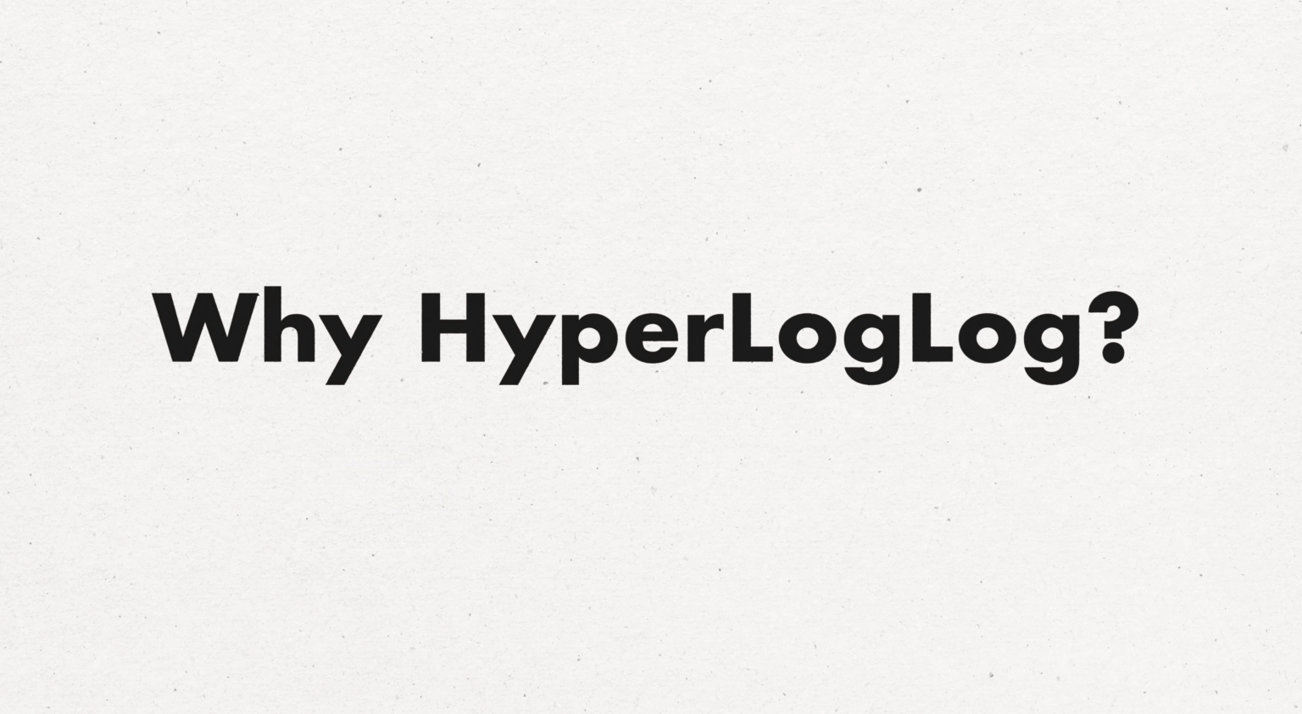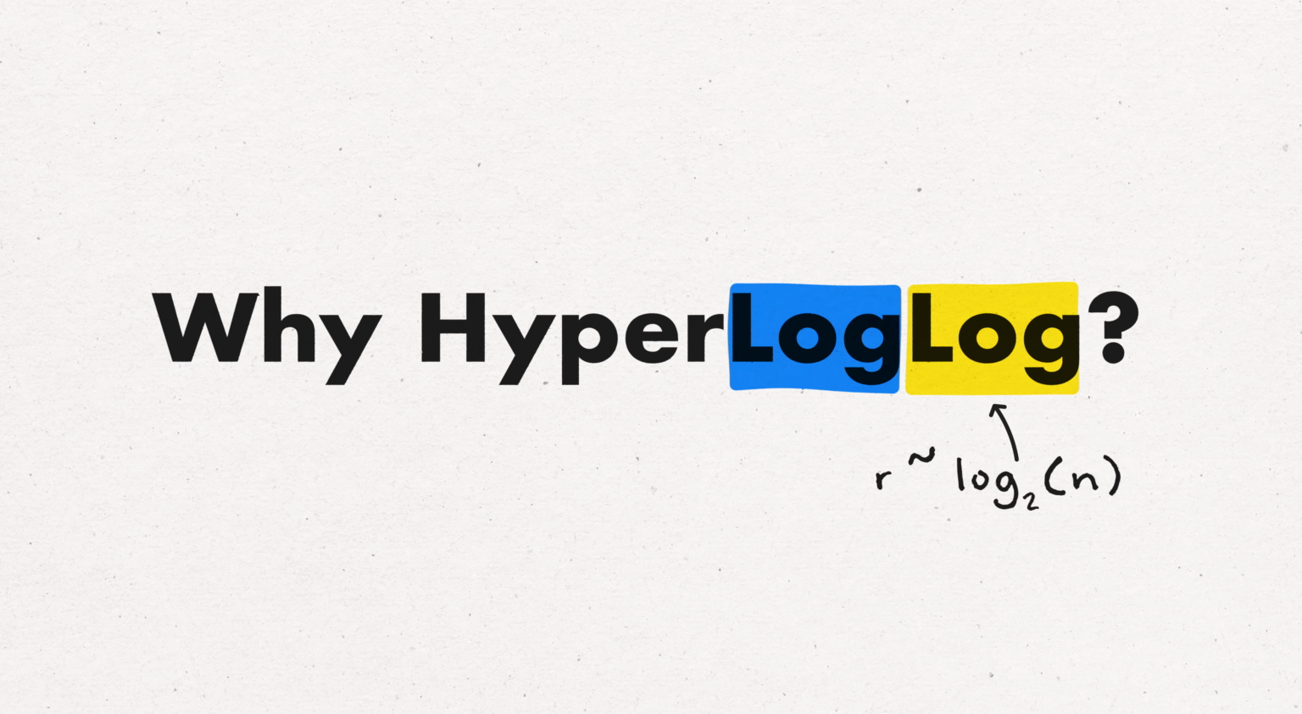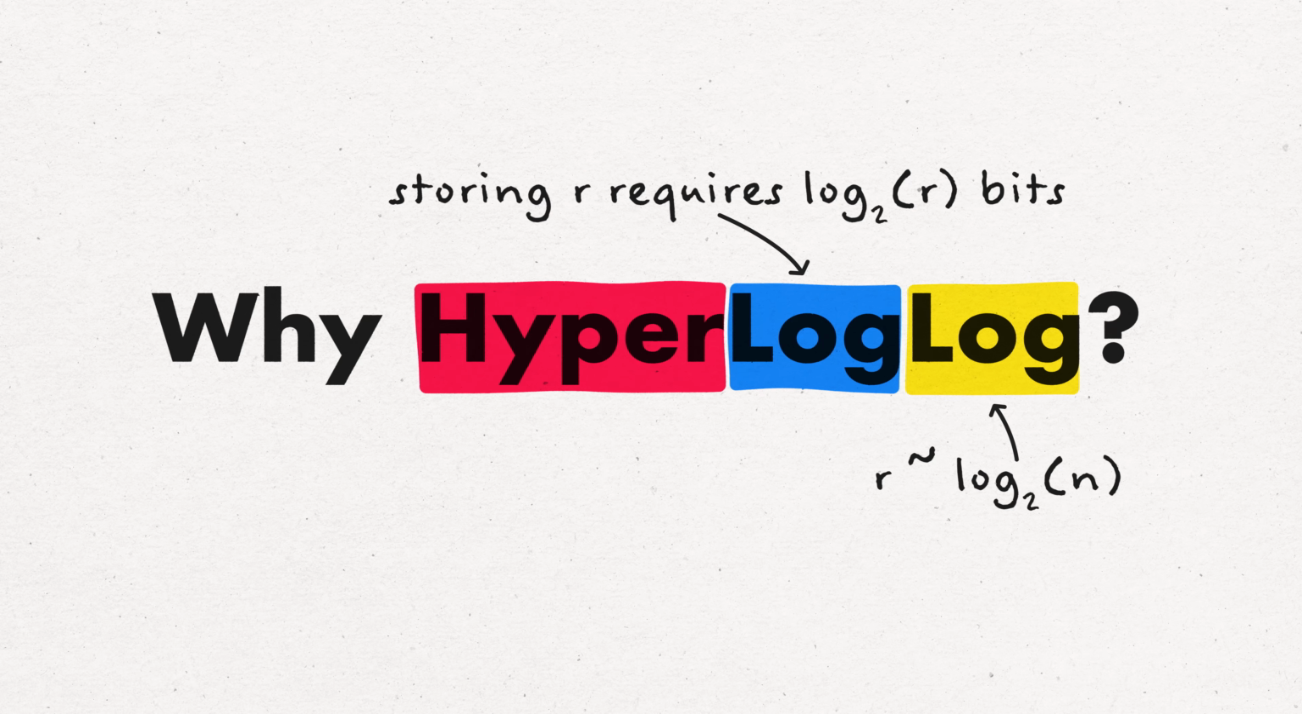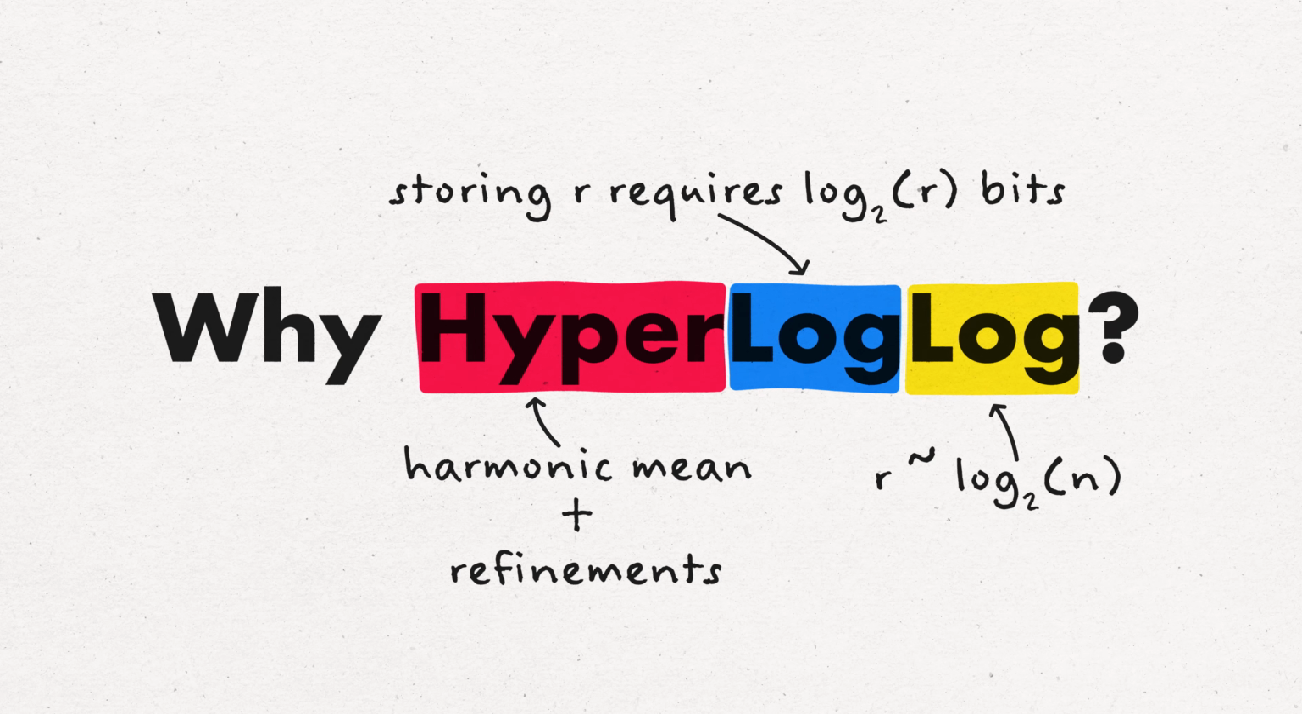At this point, you might be wondering why the algorithm is called HyperLogLog in the first place. Well, the first log comes from the fact that for n distinct elements, the maximum run of leading zeros you'd expect to see is roughly log of n. In other words, the maximum r is roughly log of n. The second log comes from the fact that storing the maximum run of leading zeros requires log of r bits. The hyper part refers to using the harmonic mean and to a few other refinements the algorithm makes, and that's how HyperLogLog gets its name.